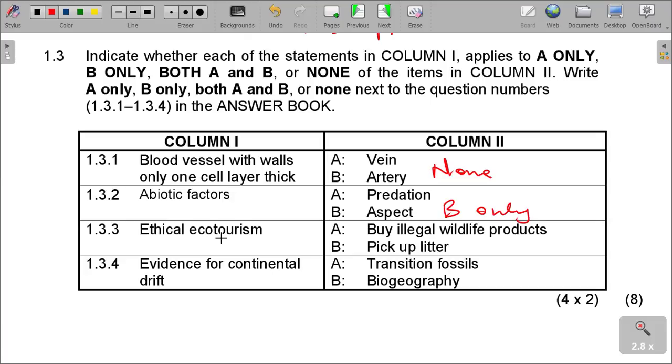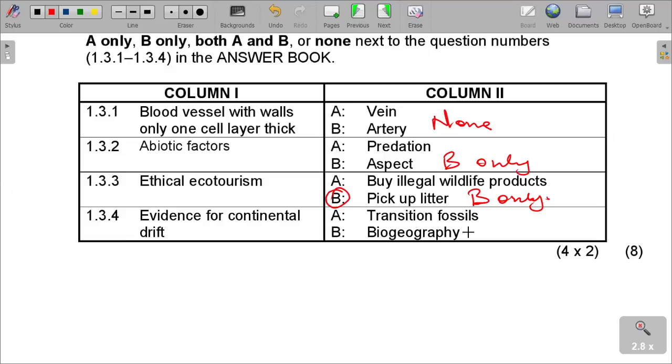Hence, we are saying pick up litter. It is cleaning ecotourism, which is going to be B only. Also on 1.1.3, we are saying something that is ethical, and then we are talking about our ecotourism, as to say our natural environment. Pick up litter, it is quite ethical. It is quite important because the more waste accumulates in our environment, the more they pose dangerous problems also to our ecosystems.